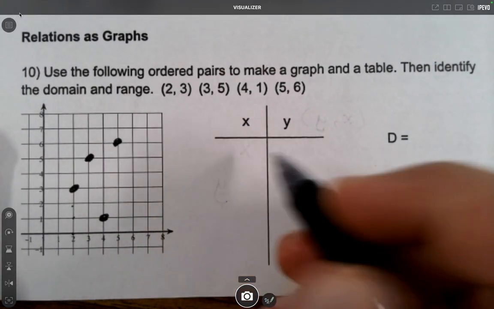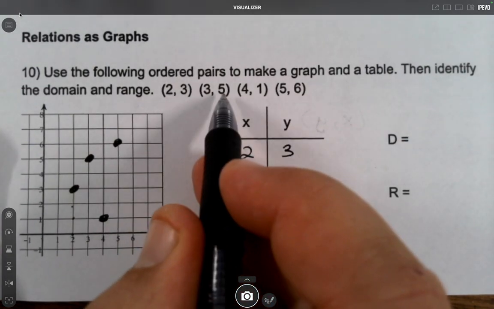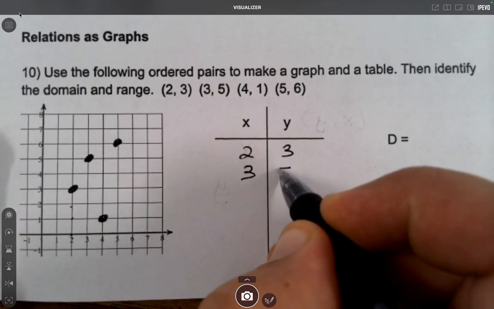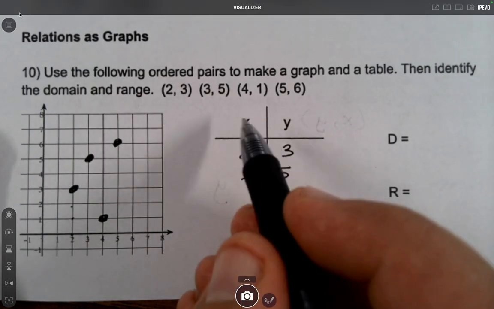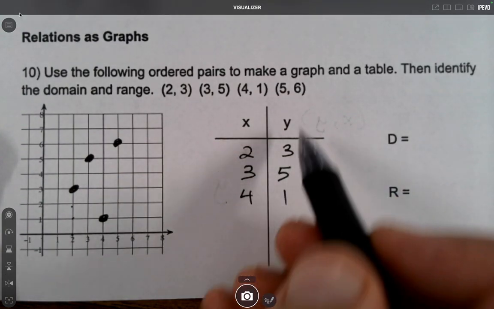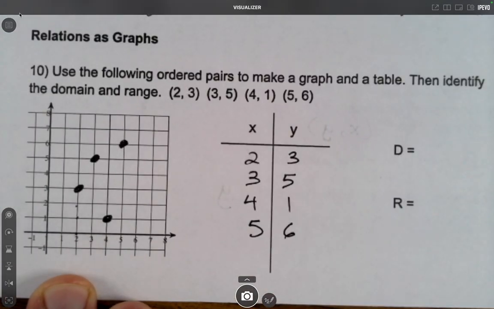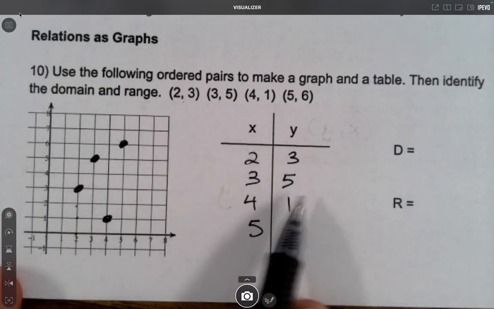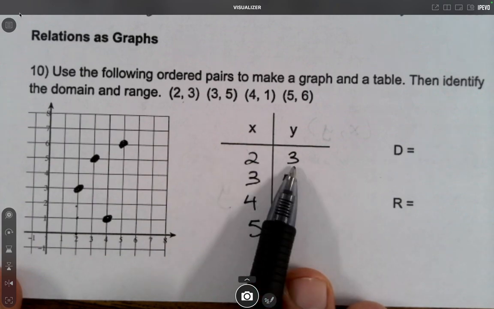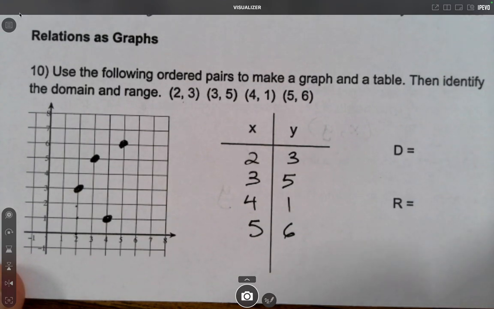So 2 is with 3, so I put 2 in the first row and 3 in the first row. 3 is paired with 5, so I put 3 here and 5 here. 4 is paired with 1, so I put 4 here and 1 here. 5 is paired with 6, so I put 5 here and 6 here. So really the table is just another way to write the ordered pairs, but it's very similar because you can see just like 2 and 3 are next to each other here, 2 and 3 are also next to each other here. Same for 4 and 1 and all the other terms.